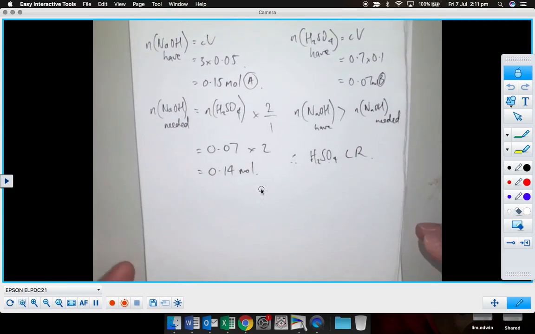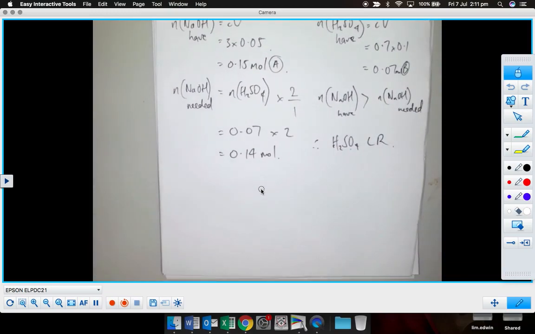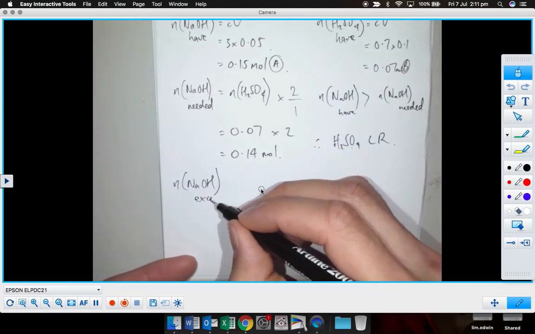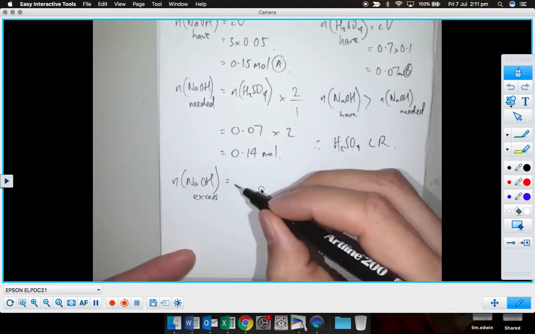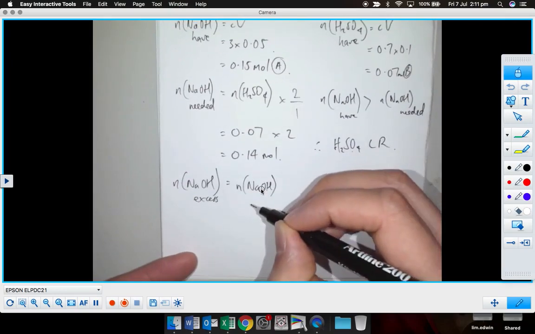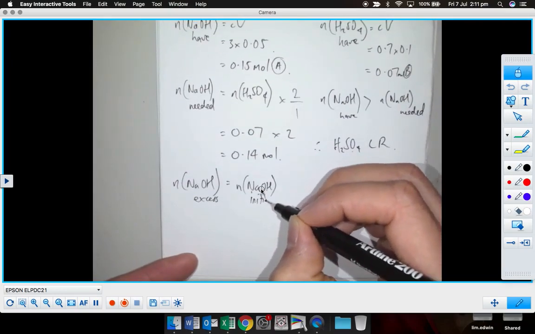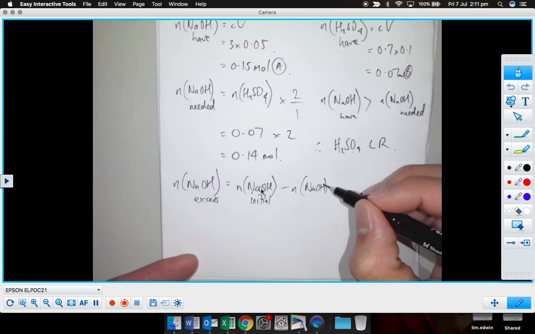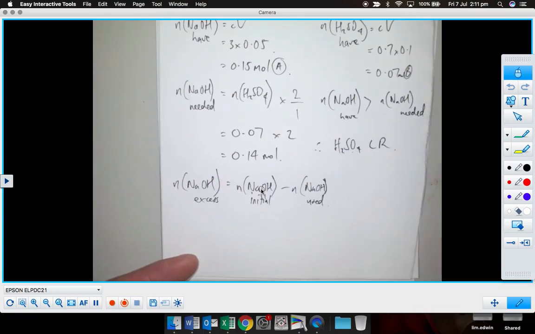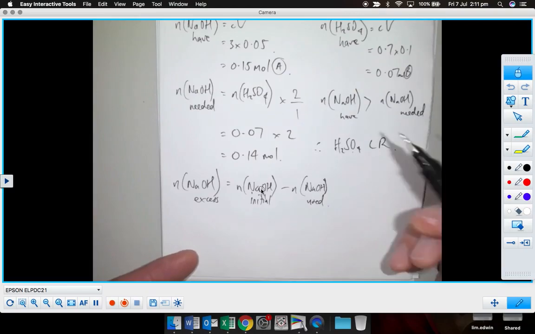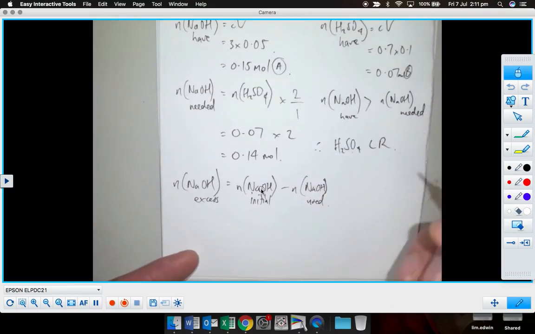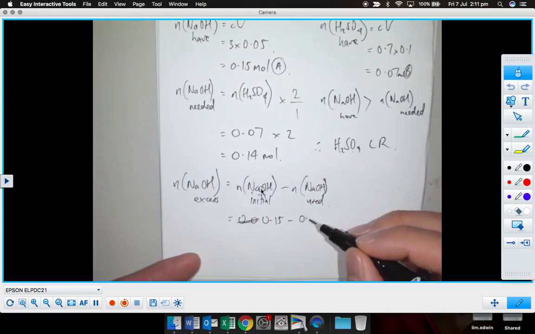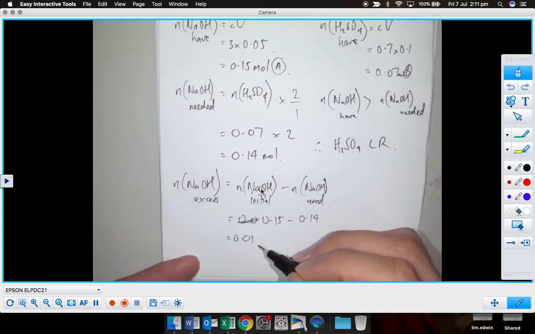Now let's work out how much of this NaOH is left over and affecting the pH. So the number of moles of NaOH excess will be equal to what? The number of moles of NaOH that I initially had, subtract the number of moles of NaOH that were used by the sulfuric acid. This is how much was used. This is how much I started with. So 0.15 subtract 0.14, 0.01 moles.